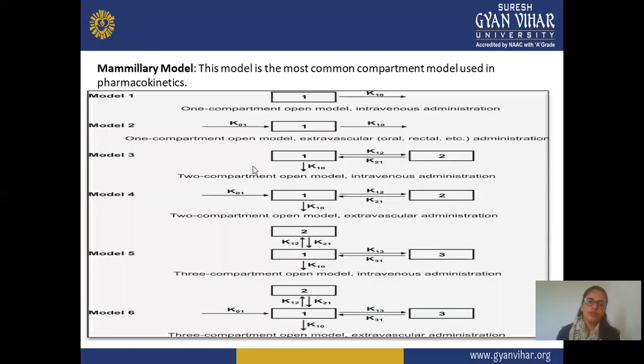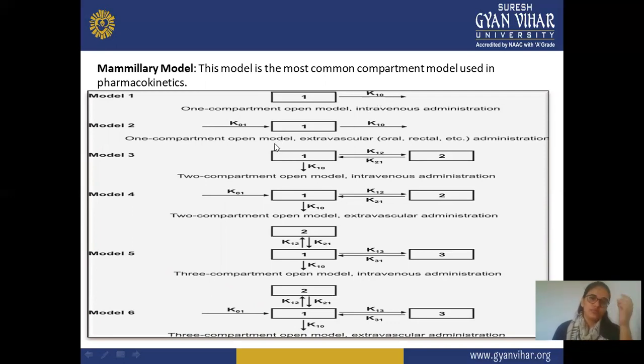Next is the mammillary model. This model is the most common compartmental model used in pharmacokinetics. In this, there are different models; the mammillary model is also known as the open model. The first is the one compartment open model with intravenous administration. Yes, this is an open model, and the drug is given by intravenous administration or by IV route. When you give the drug, the first order rate constant is K10 or K0.